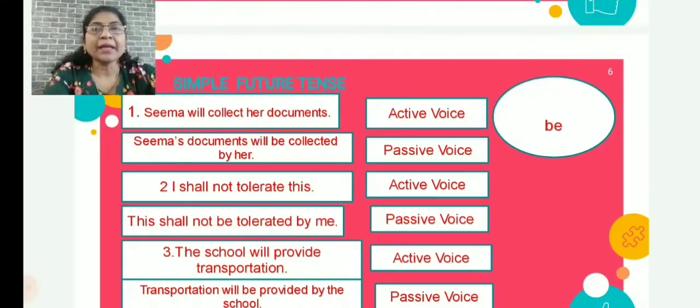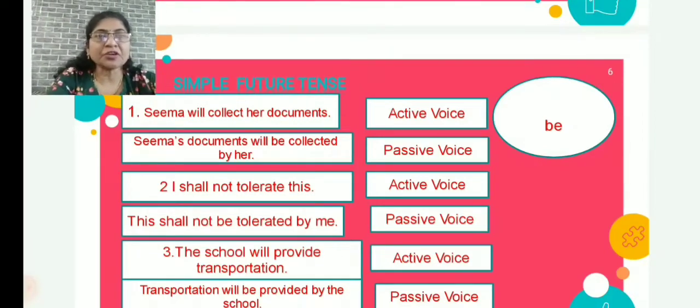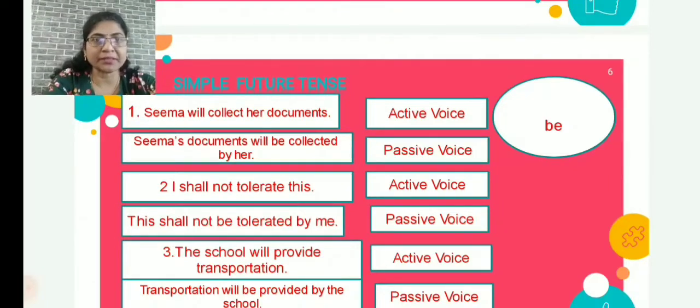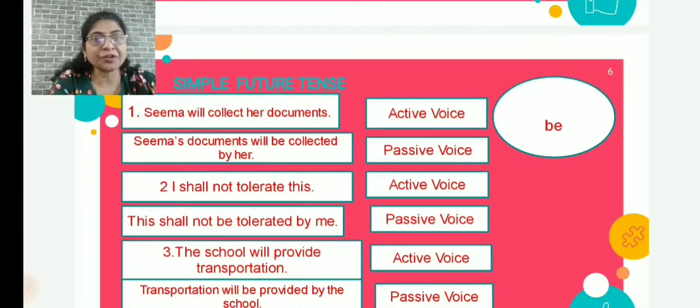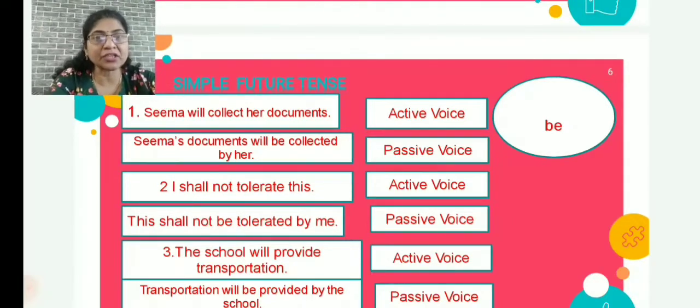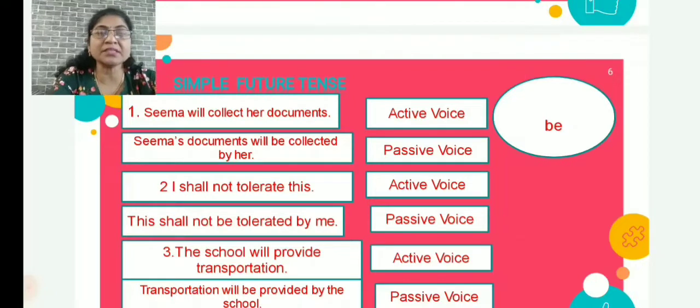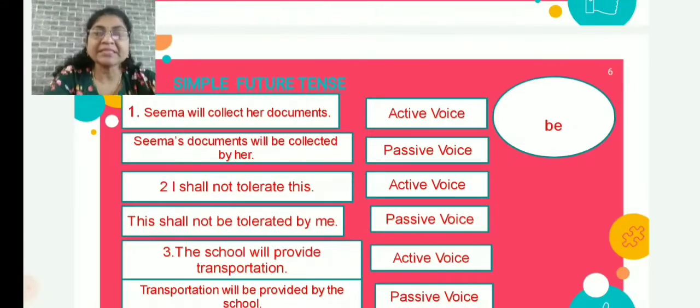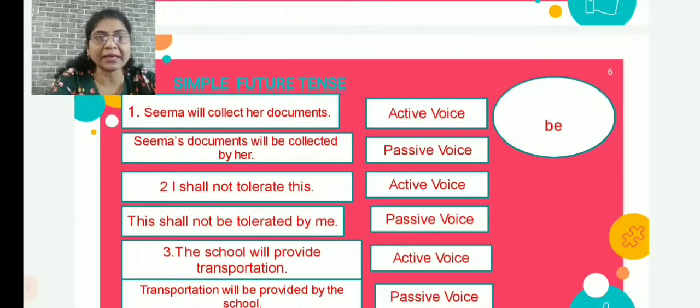Okay. Now see the formation of active voice of simple future tense. Seema will collect her documents. Active voice, that means Seema is the subject, will is the supportive verb, collect is the action verb, and her documents is the object. Her documents will come in the place of the subject. Instead of saying her documents, we can say Seema's documents. Seema's documents will be collected by her.